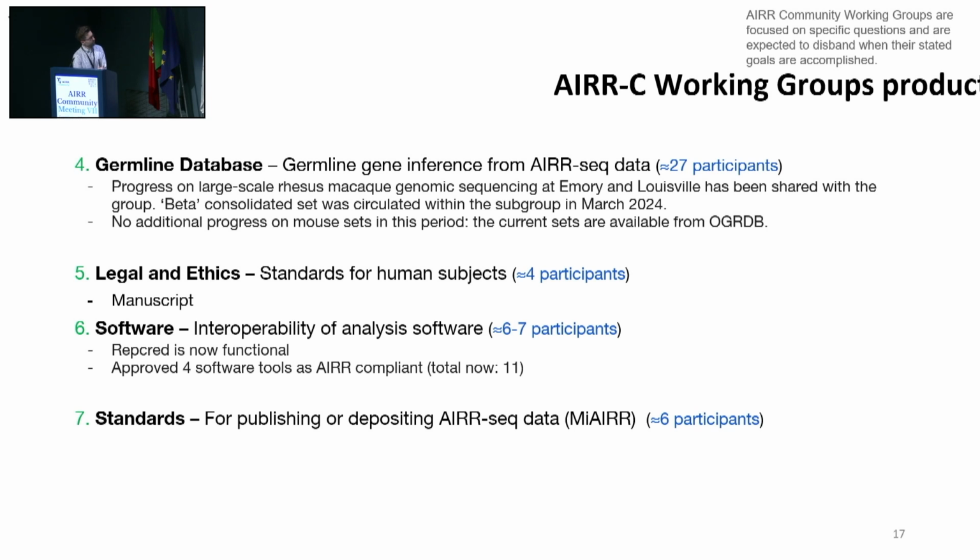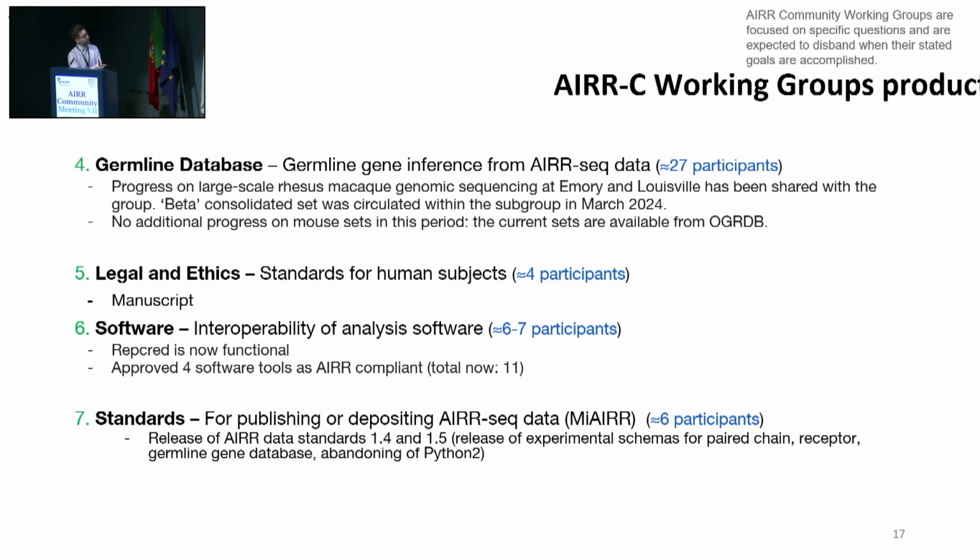The standards working group is working on publishing and depositing, so on devising standards for AIRR-C data, so that it can be published in a standardized and deposited in a standardized way. They have released AIRR data standards 1.4 and 1.5, and also experimental schemas for paired chain data, receptor-based data, germline gene databases, and have thankfully abandoned Python 2. Great.